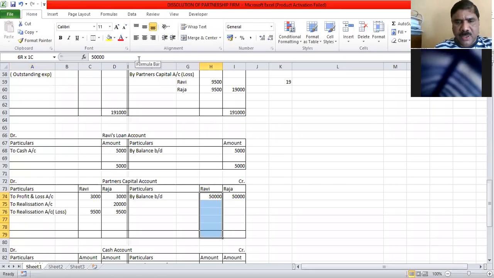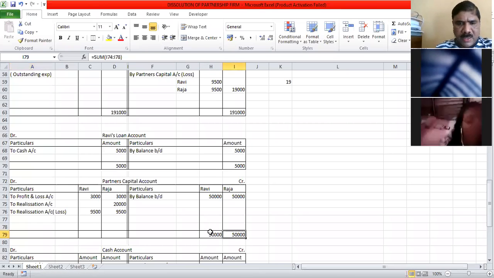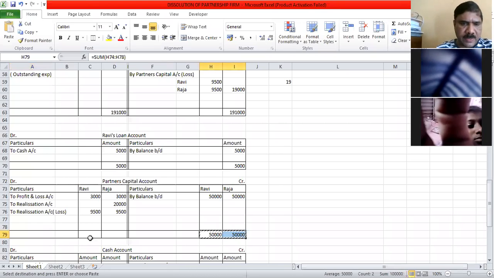Now you will make a total of this. That is 50,000 is the credit side total, and here also 50,000. And the debit side total, how much does it come to? Find it out.